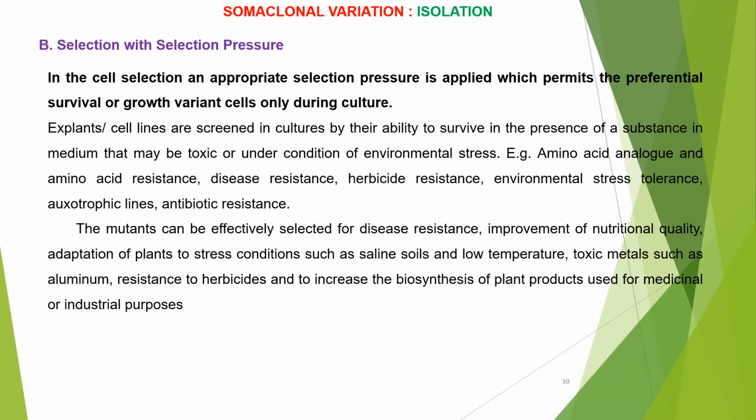Selection with selection pressure. In this type of selection, the cells are grown in a media containing appropriate selection pressure or selective agent. There is preferential survival or growth of variant cells in these specified selection media. The explants could be screened for certain toxins, amino acid analogues, environmental stress tolerance, etc. The mutants can be effectively selected.